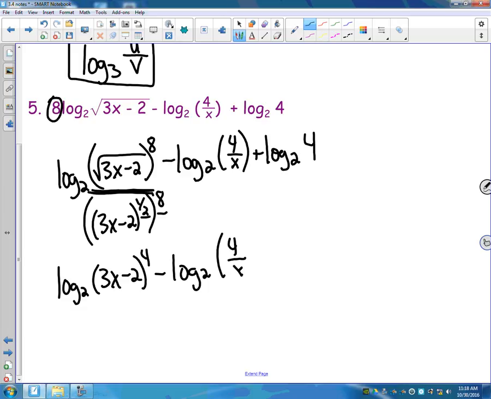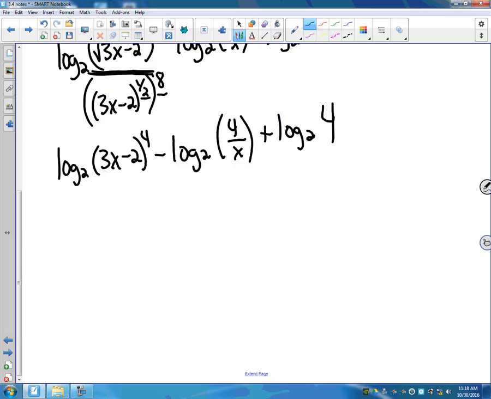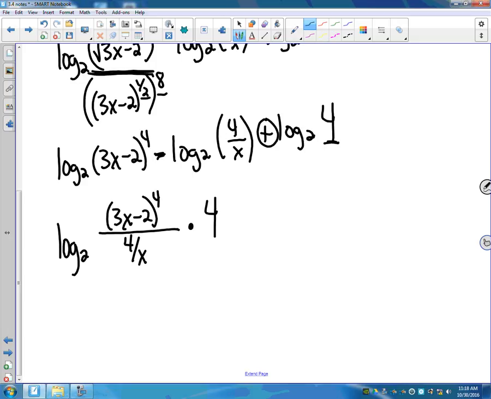I should have made this more complicated and made that division work out, but I did not. So now I'm just going to put it back together. So what do I have? I have subtraction. So log base 2 of 3x minus 2 to the 4th divided by 4 over x. And then I have addition, right? The last one we did subtraction. This is addition, so that means times just 4. And again, that's because it's to the log base 2 part.